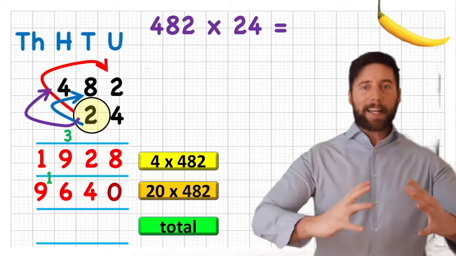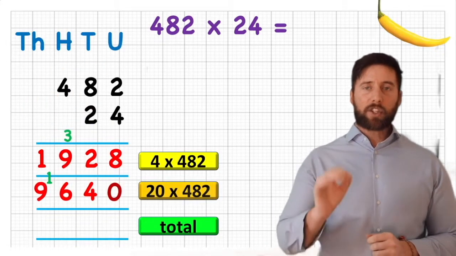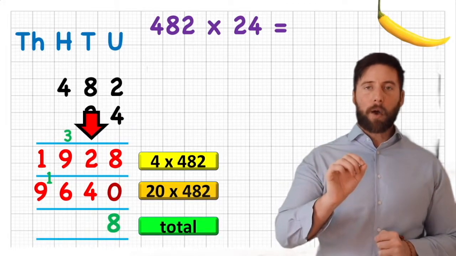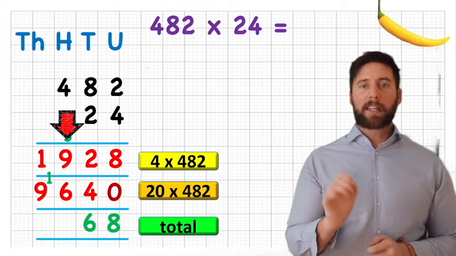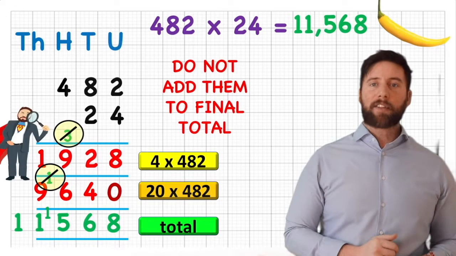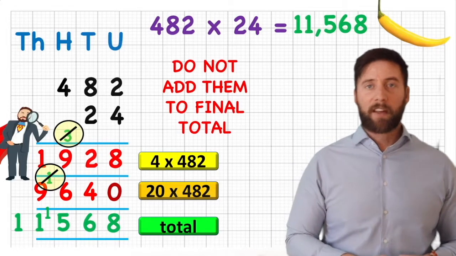Okay, and remember, add it together, so put my line across, make sure I add it. 8 add 0 is 8, 2 add 4 is 6, 9 add 6 is 15, move my 1 across, put my 5 in place, and then 1 add 9 is 10, plus the 1 is 11. 11,568, and that is your orange chili challenge done.